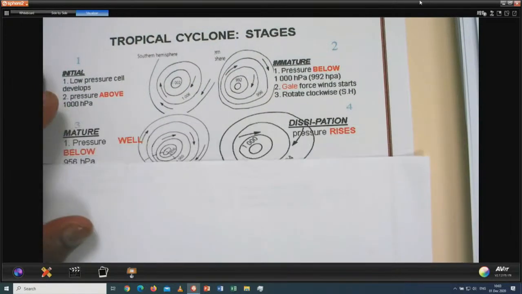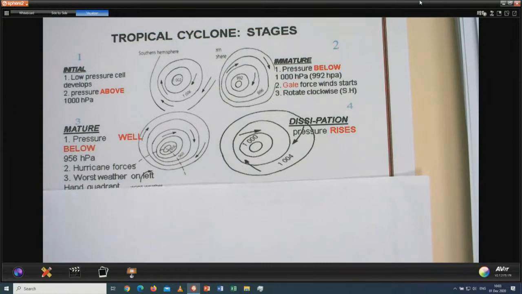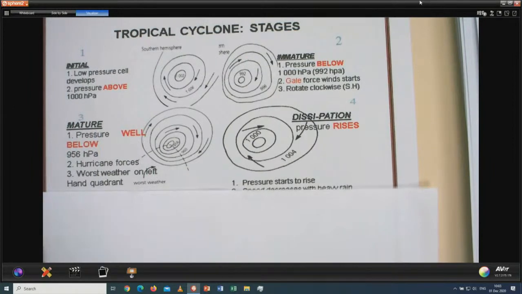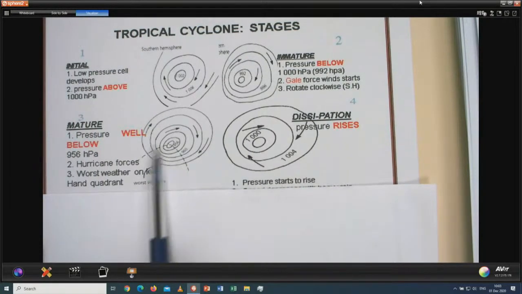We go to the third stage, the mature stage. Pressure is well below 1000 hectopascal, and in this instance it is 956 hectopascal. Hurricane force winds can be expected. The worst weather conditions are experienced on the leading left-hand quadrant. This is the leading left-hand quadrant.